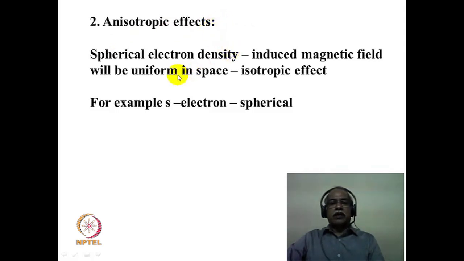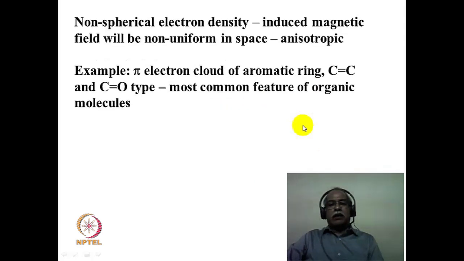Suppose you consider spherical electron density around an atom. The induced magnetic field will be uniform in space. In other words, the induced magnetic field as a property will be isotropic with respect to the spherical electron density around the atom. But we seldom have spherical electron density except in the case of an s electron. The hydrogens that are attached to various carbons, for example, are unlikely to have spherical electron density. So therefore the induced magnetic field will be non-uniform in space. Hence the anisotropic effect plays a major role in defining the chemical shift value of hydrogen.